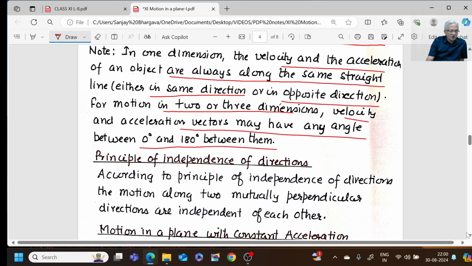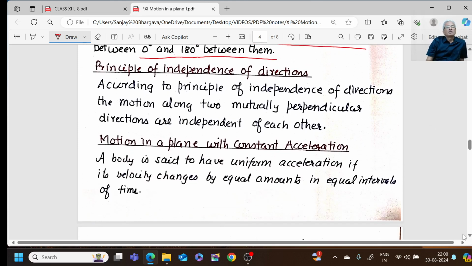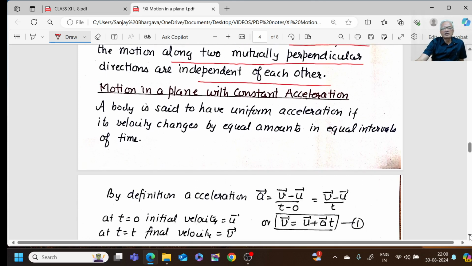Now, let us talk about the principle of independence of directions. According to the principle of independence of directions, the motions along two mutually perpendicular directions are independent of each other. That means motion along x is independent of motion along y. Similarly, motion along y would be independent of motion along x. Now let us talk about motion in a plane with constant acceleration.